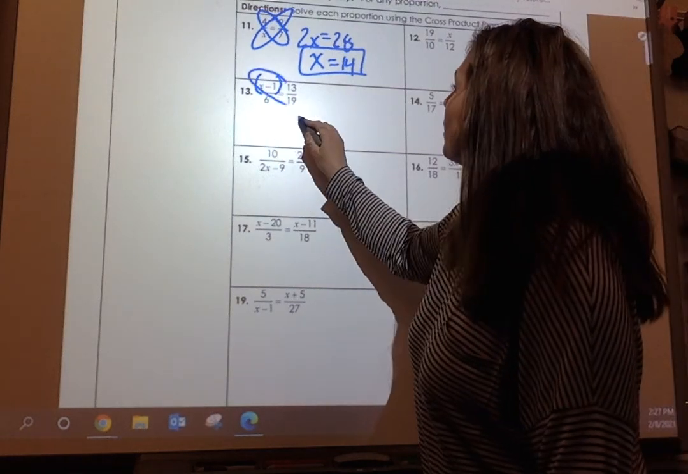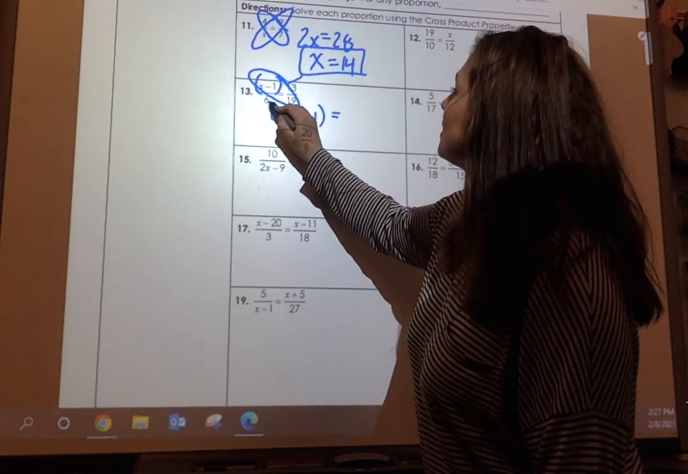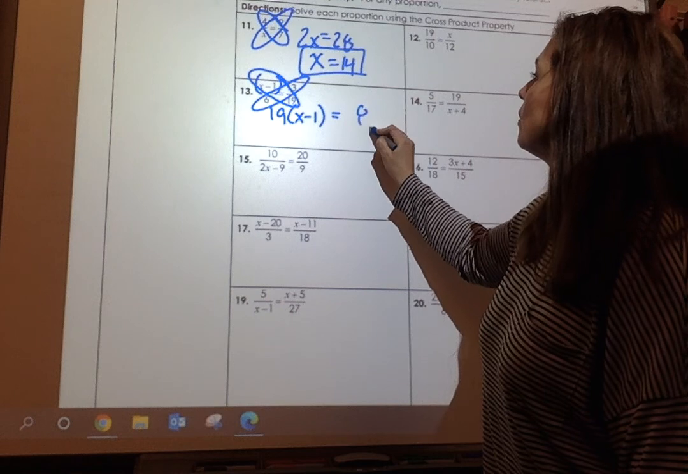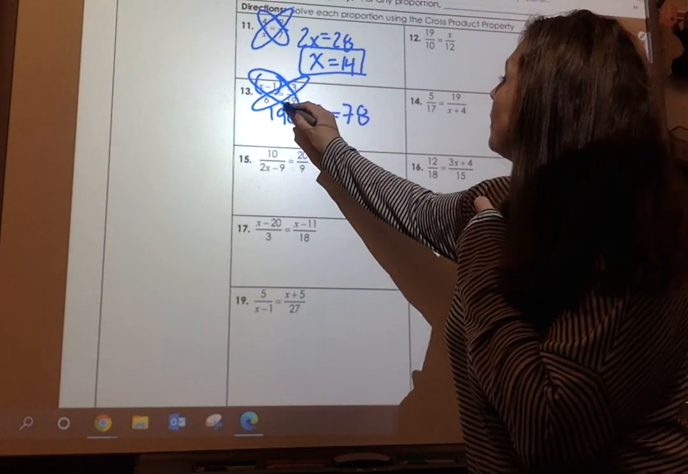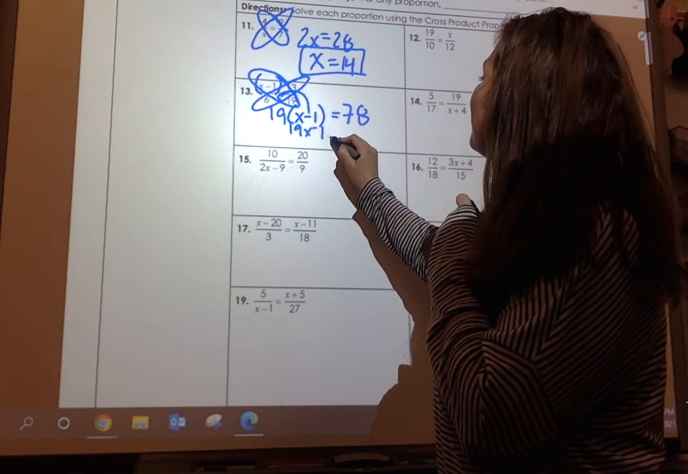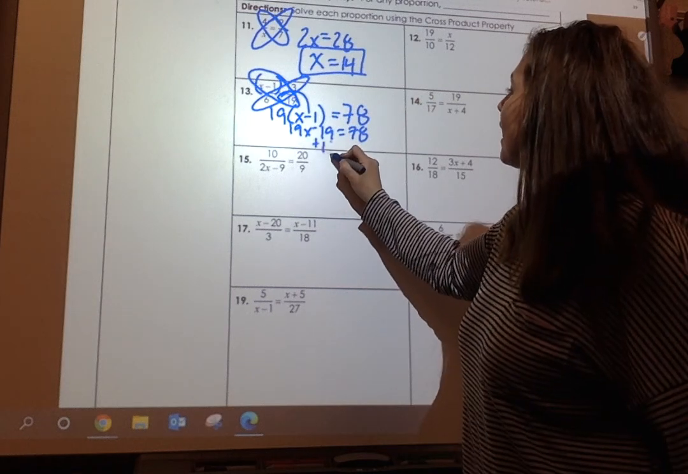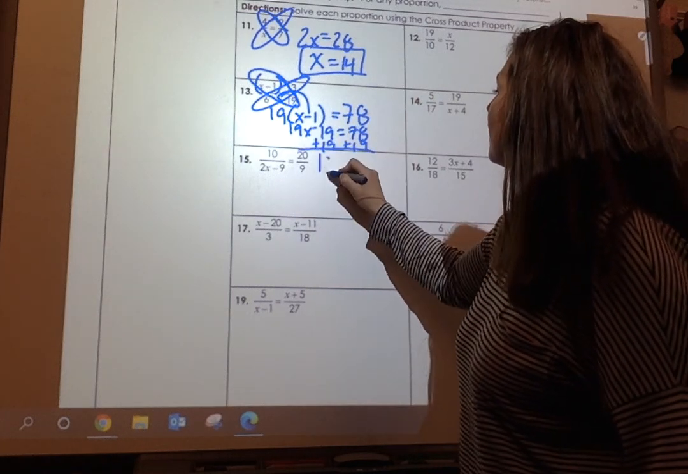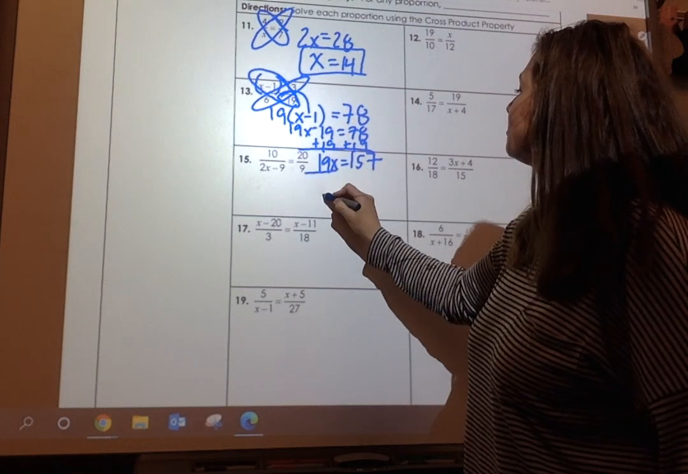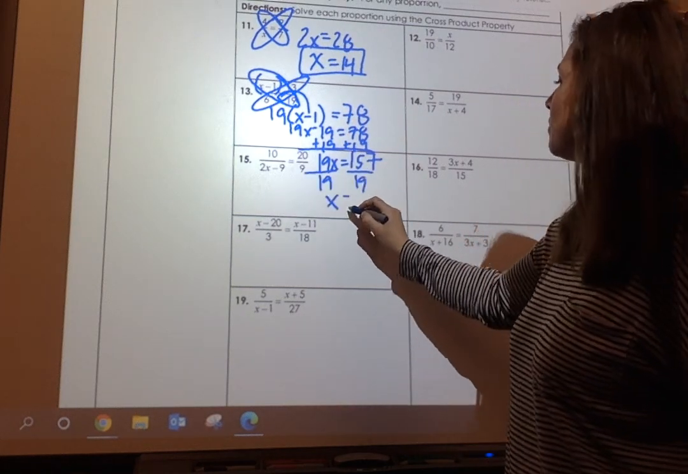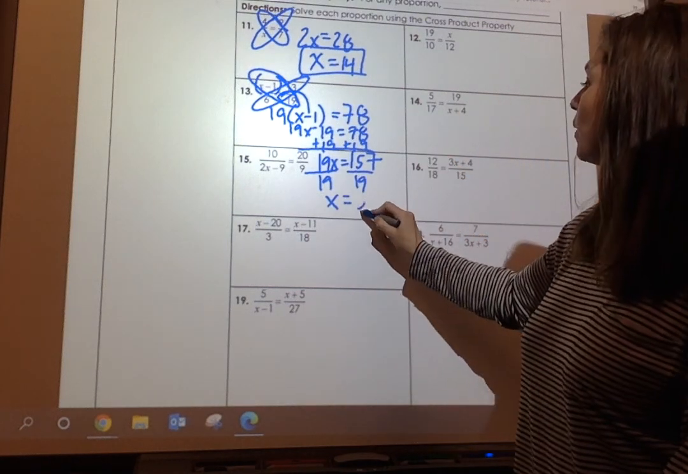So when I cross multiply, I'm multiplying 19 times x minus 1 and setting that equal to 6 times 13, which is 78. So now I have to use the distributive property, and I get 19x minus 19 equals 78. Don't forget to distribute. Add 19 to both sides, and I get 19x equals 157.